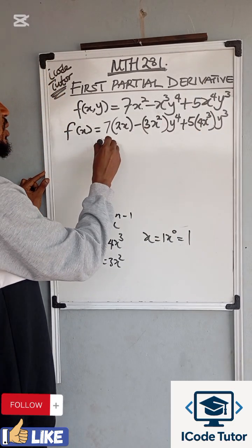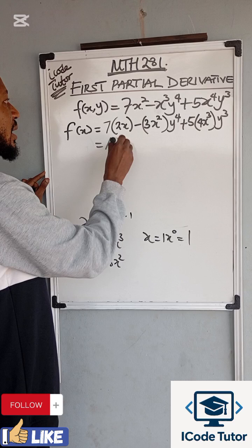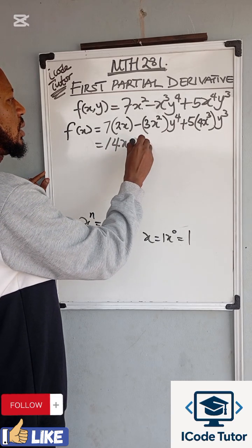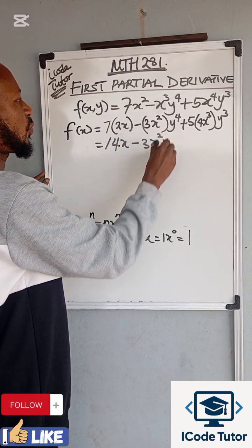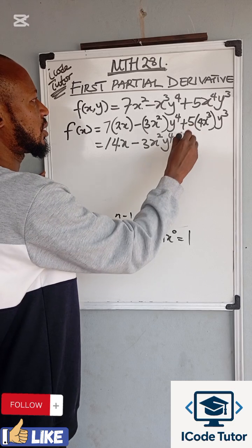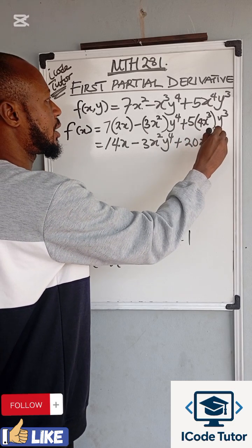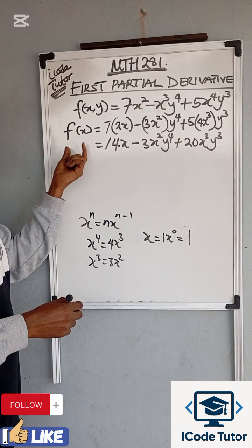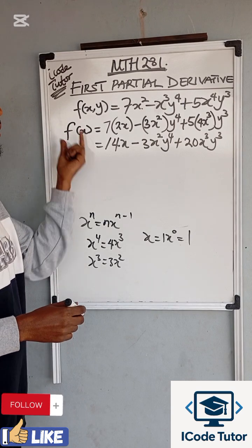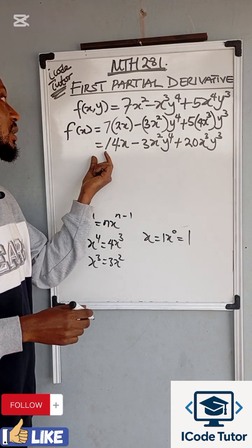Now, this one will give 14x minus 3x squared y to the power 4 plus 20x cubed y cubed. This is the partial derivative function with respect to x.